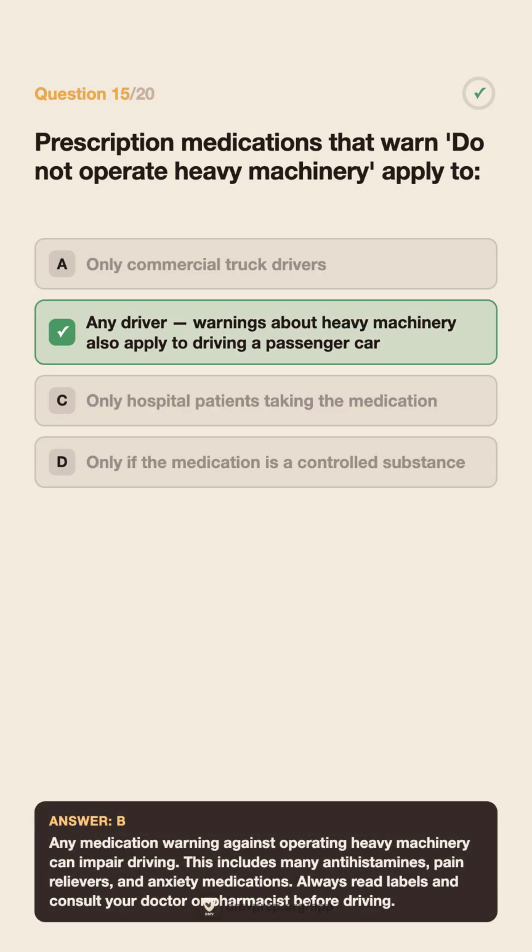The correct answer is B. Any medication warning against operating heavy machinery can impair driving. This includes many antihistamines, pain relievers, and anxiety medications. Always read labels and consult your doctor or pharmacist before driving.